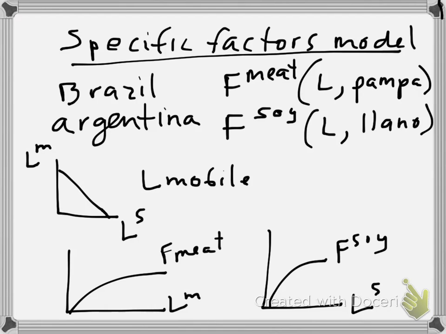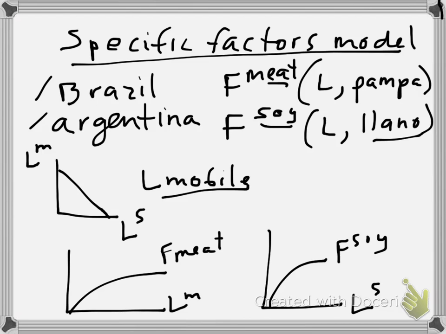Let's do a quick version of the specific factors model. Let's imagine we have two countries, Brazil and Argentina, and two products, meat and soy. Meat and soy are both produced with labor, which is the mobile factor, L. Meat requires a kind of land called the pampa, which is typical to Argentina, let's say, and soy requires a kind of land called the llano, or the plains, which, let's say, is relatively abundant in Brazil.